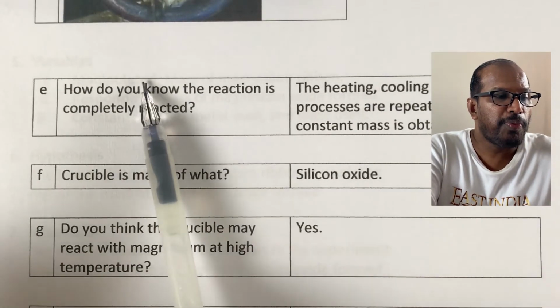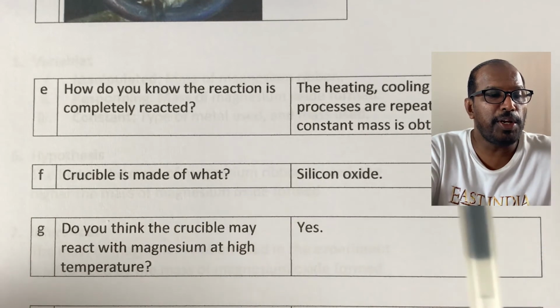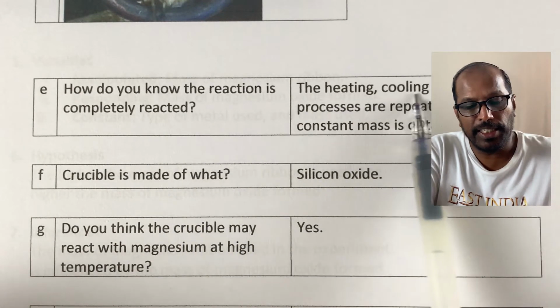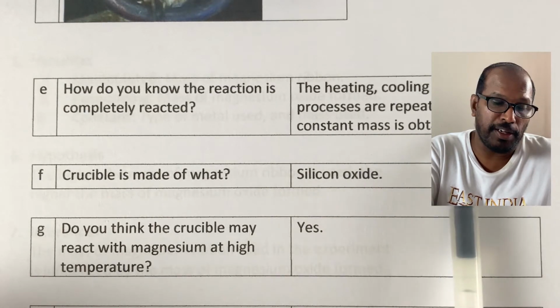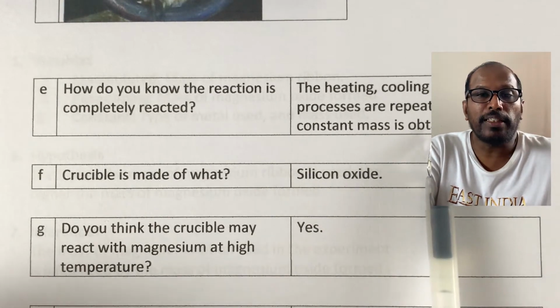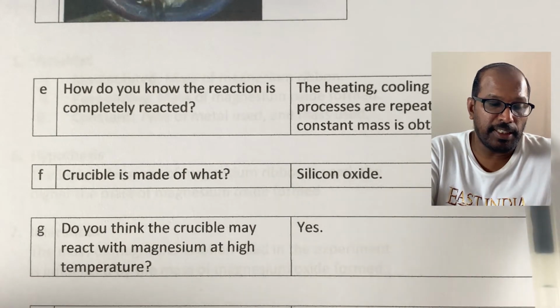How do you know the reaction has completely reacted? This can only be achieved by repeating the heating, cooling and weighing process until a constant mass is obtained. So you have to do this step a few times until the final readings of the mass are the same.